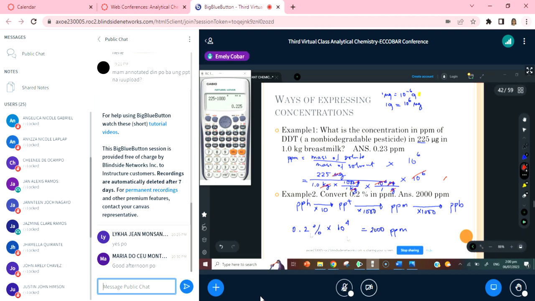So 0.2% times 10 to the 4 is 2,000 ppm. So yun ang sagot. 2,000 ppm. And 2,000 ppm has already one significant figure. Ang 0.2% natin has one significant figure.